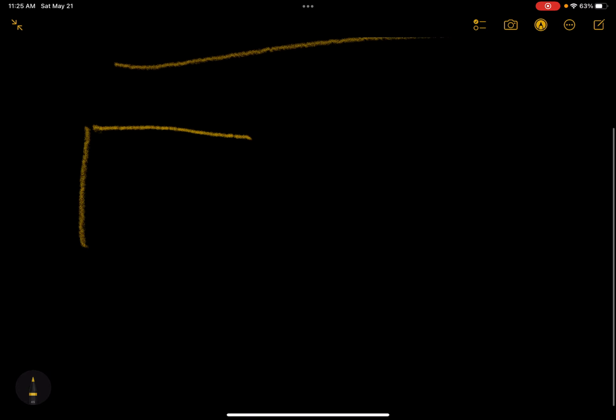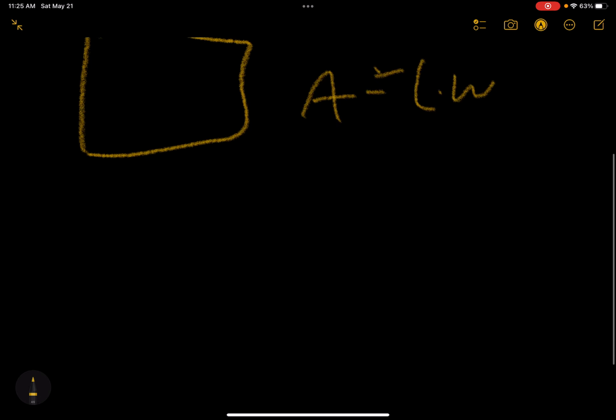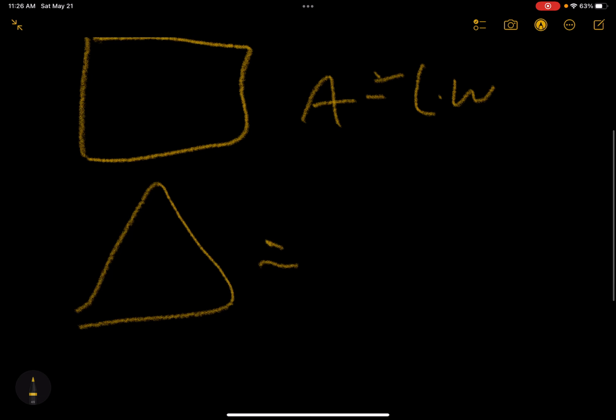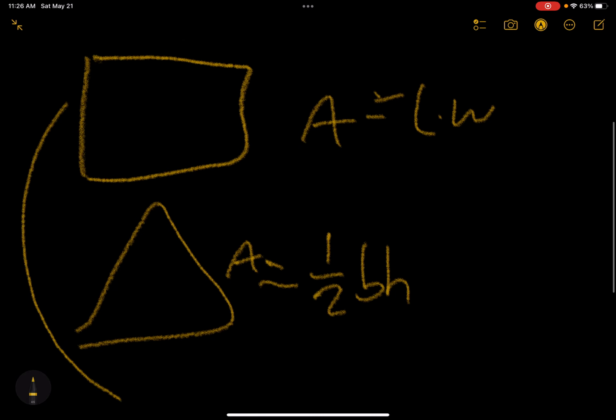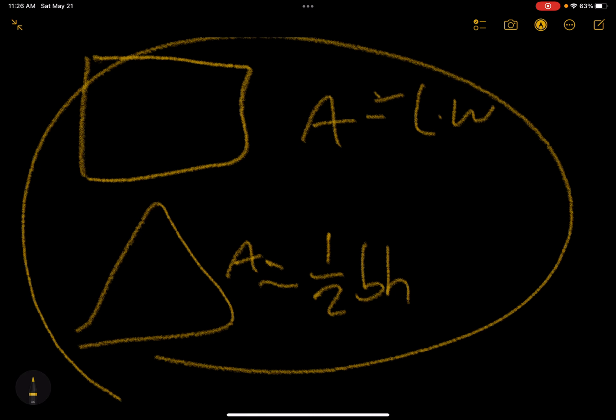So for today, most people know how to solve the area of this, right? A rectangle. The area of this equals L times W, right? And the triangle, the area of this simply equals 1/2 BH, right? Now you know these formulas. Most people know these formulas. You have a formula. Now what if I give you this?